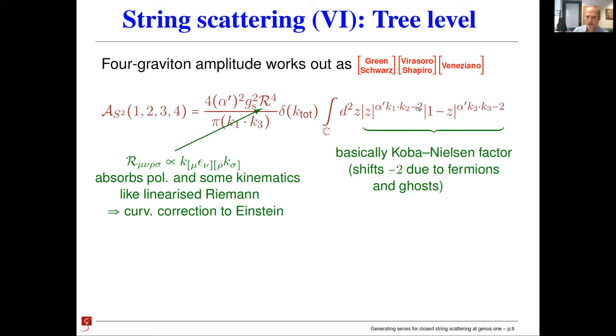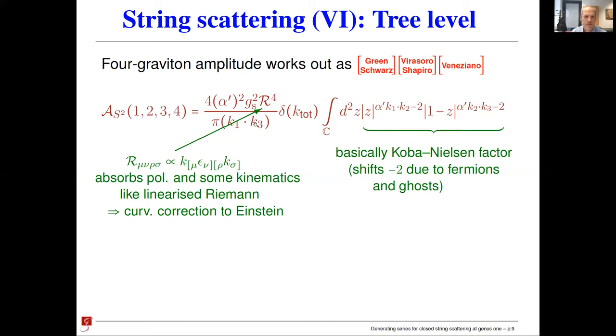Okay, and there's a shift here that you can also see that we didn't see in the general formula for this Koba-Nielsen factor, and this comes from one of the things that I was glossing over, namely the contribution from fermions and ghosts. And in this case, this is all that happens. In general, we would also expect to have more complicated integrands involving Green's functions and so on. So this is all that you get from the Koba-Nielsen factor.